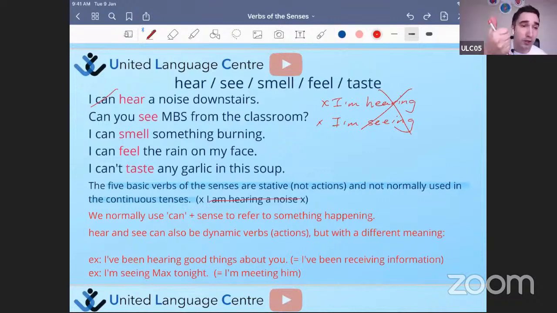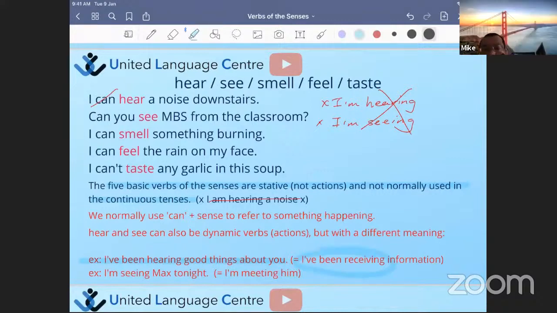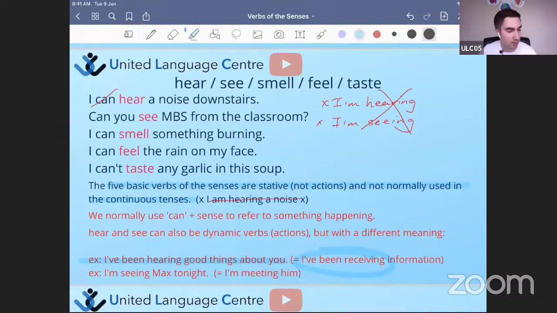But with hear and see, we can have a different meaning, right? So I can say these two, I've been hearing good things about you. I've been hearing good things about you just means I've been receiving information. Okay? Someone has been saying good things about you. But it's not talking about, oh, even though I'm teaching you now, I can hear some music.